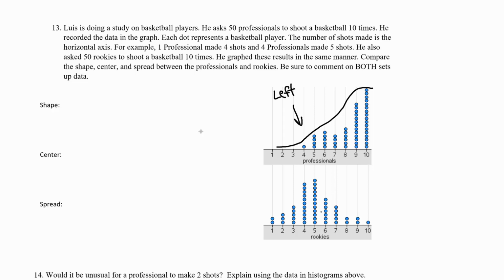For the rookies, all that data seems to be in the middle here around 4, 5, and 6, and it curves down right here, and then it curves down right here. So this one is more symmetrical because if you cut it in half, about 50% of your data is on the right and 50% of your data is on the left. So it's pretty symmetrical. It's also shaped like a bell curve. I think I said that. And that's going to be the shape of both of these graphs.